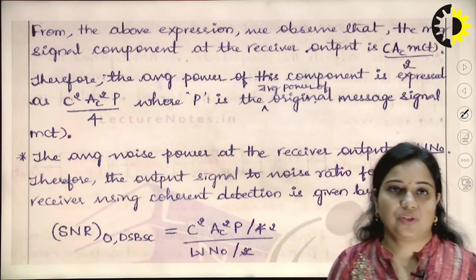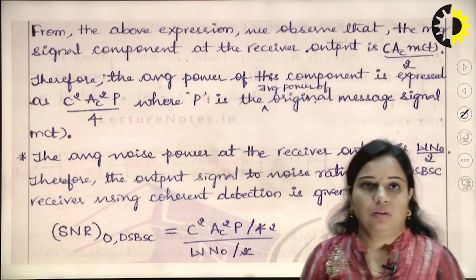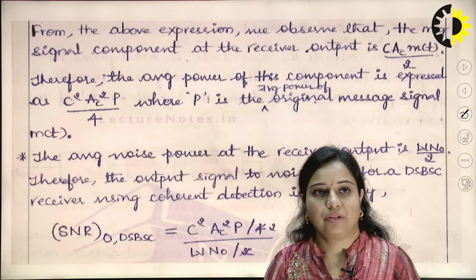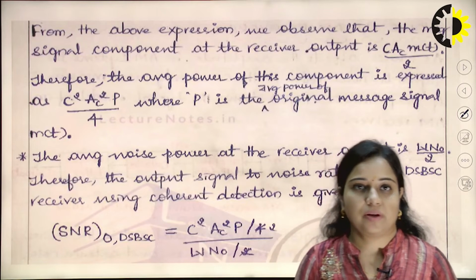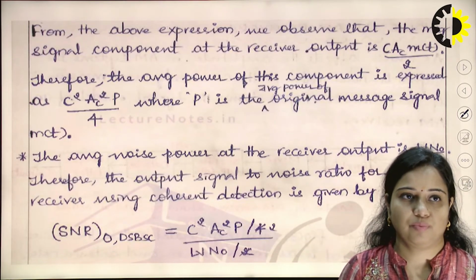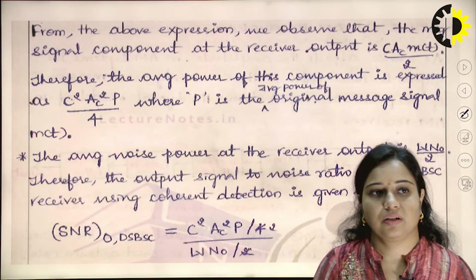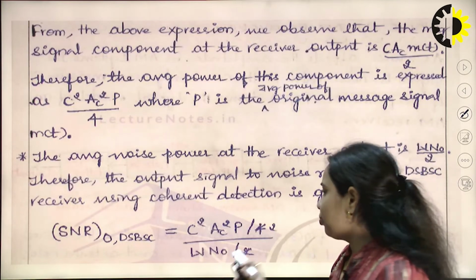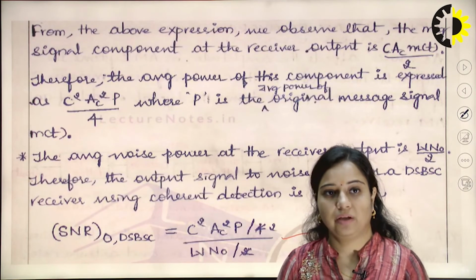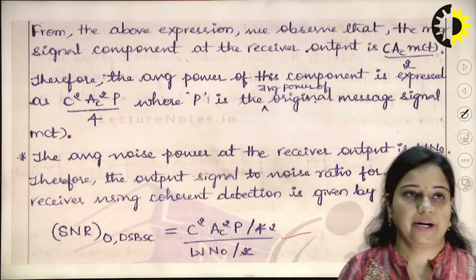From the above expression we observe that the message signal component at the receiver is c A_c m(t) / 2. Therefore, the average power of this signal will be c^2 A_c^2 P / 4, where P is the power of the original message signal. Then the signal to noise ratio at the output will be c^2 A_c^2 P / 2 divided by W N_0 / 2.